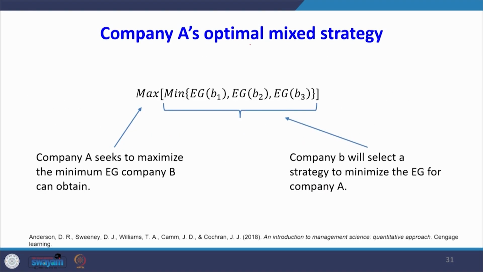So, this is company A's optimal mixed strategy: the minimum of the expected gain when the company goes for B1, B2, or B3. Company B will select a strategy to minimize the expected gain for company A, but company A will seek to maximize the minimum expected gain company B can obtain. So that is why it is called maximin. Company B will go for the minimum of these values, but company A will try to maximize the minimum value.